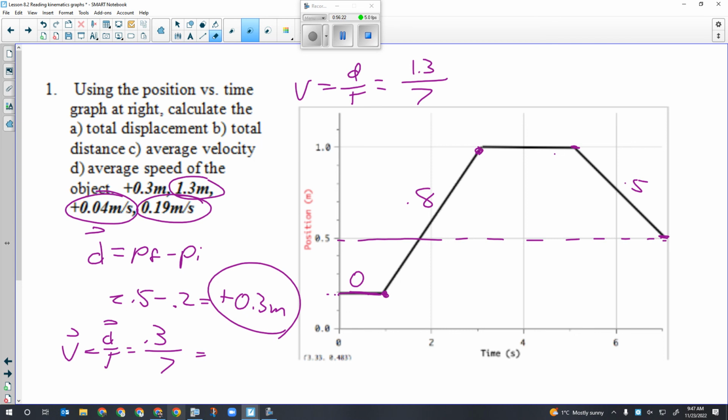Are these pretty basic mathematically? Mathematically, they're pretty basic. I still have to be able to get the parts of the graph. I need to know what to get from the graph, and then I'm just plugging it in to v equals d over t.